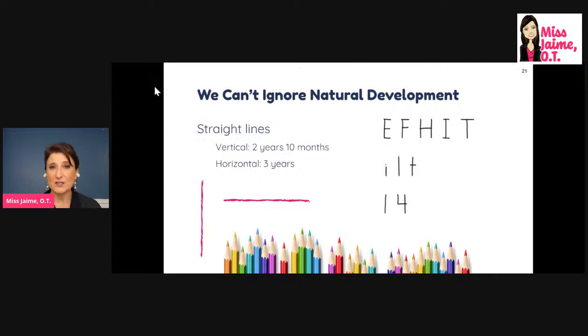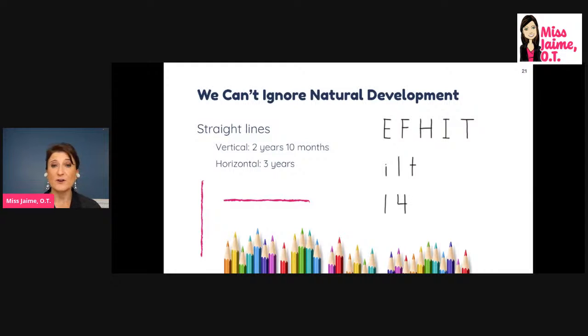We also can't ignore natural development. So I'm going to talk about what's natural development and which letters go with that. By the age of 2 years, 10 months, children should be able to make a straight vertical line. So if you look at the little pink line I have over here, it's not perfect. It's a little wobbly, but it's pretty good. But it's just a line. It's not a letter. It's just a line. By 3 years, they should be able to do a horizontal line.